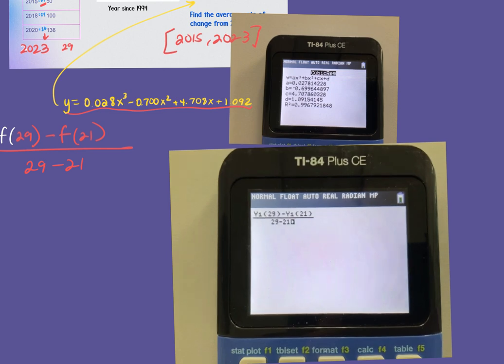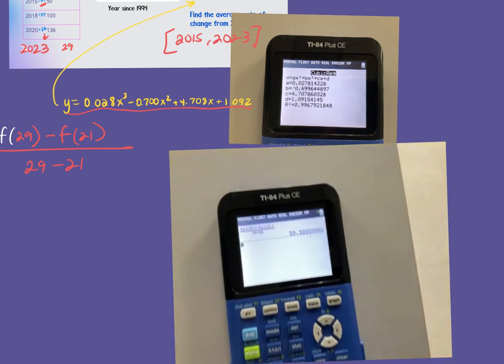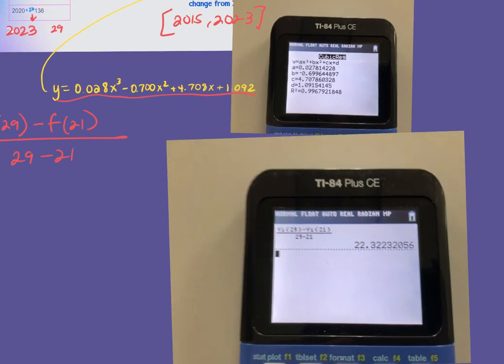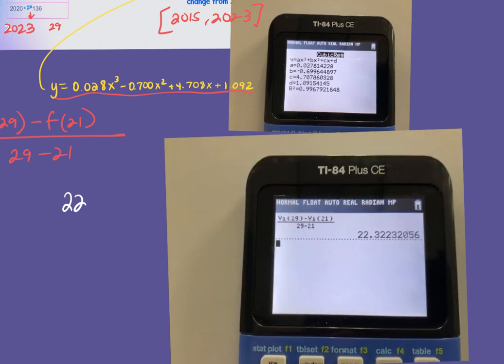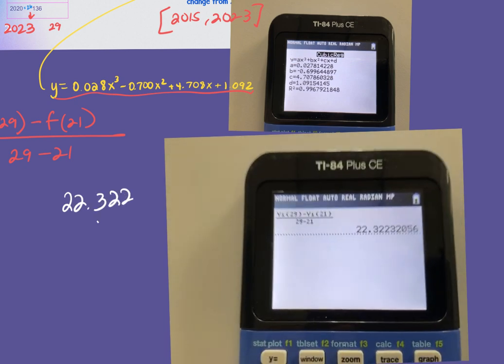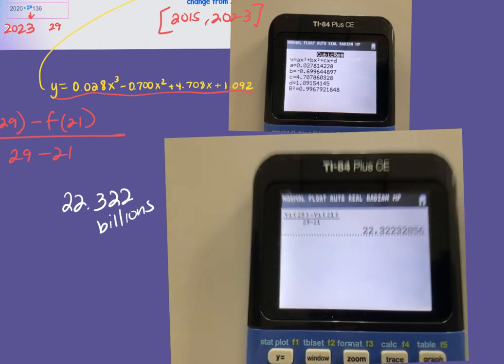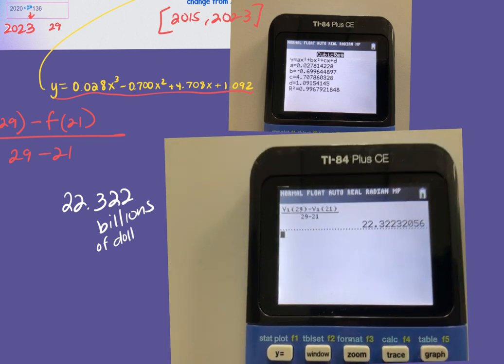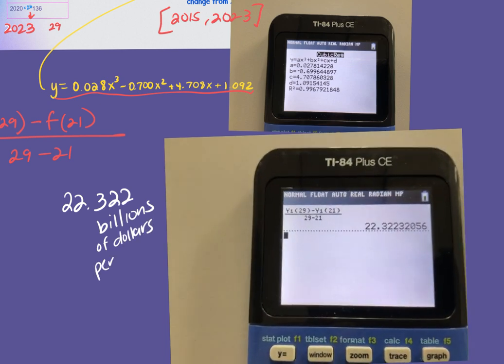So I have this, okay? And then I'm going to enter. My average rate of change is 22.322 billions of dollars per year.